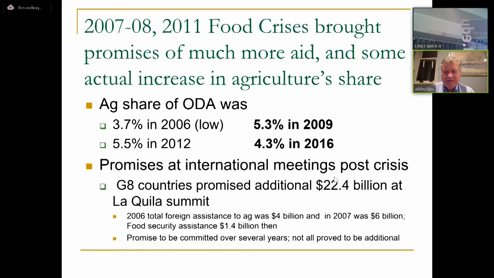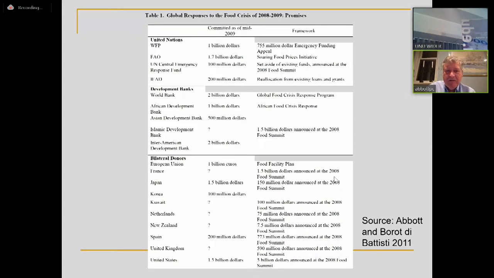And in 2007, it jumped to $6 billion. Food security assistance at the time was about $1.4 billion. The promises were committed over several years. They did not prove to be additional. This is a list, if you want to look later, at a number of the kinds of initiatives that were taken and the amounts of money that were.